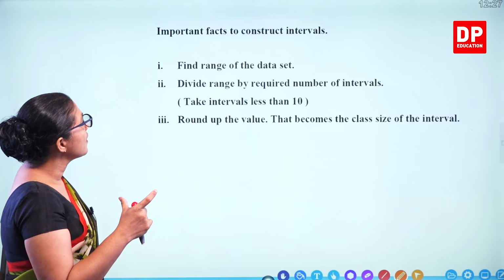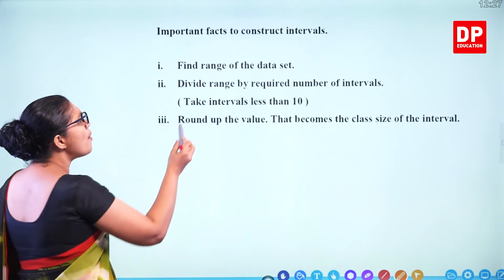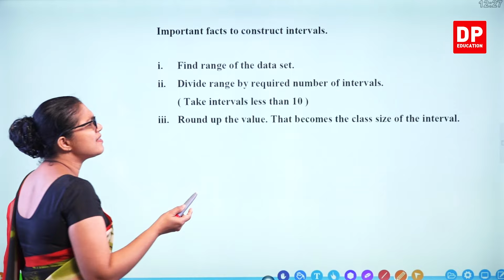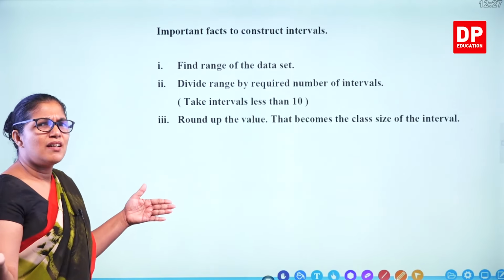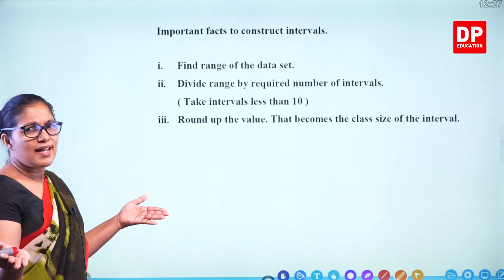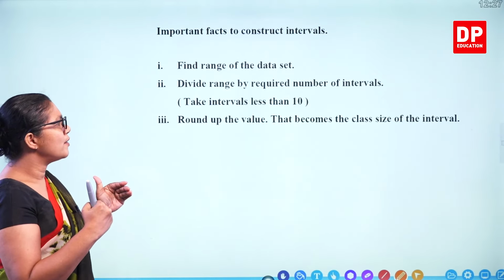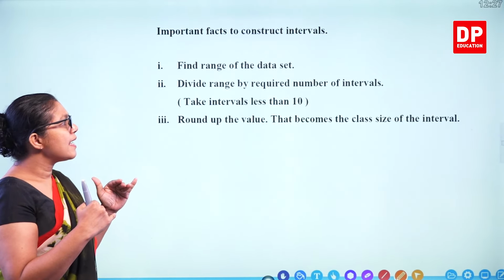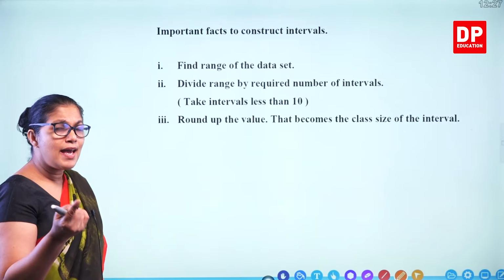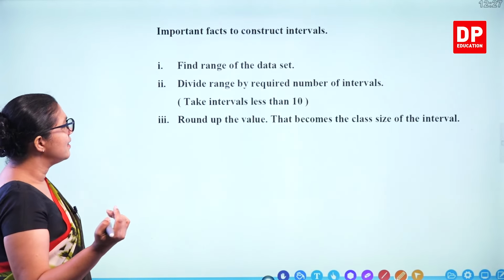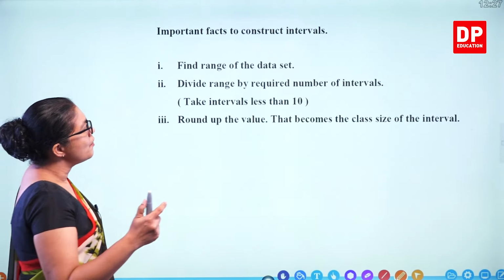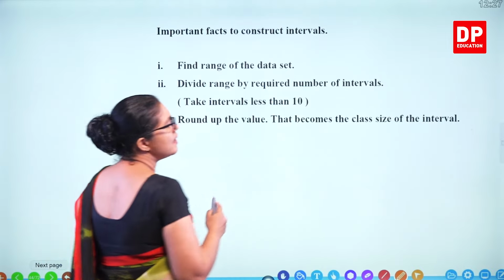Class width, class size. So normally we take intervals less than 10. Don't take 20 intervals like that. Maximum 15, but 10 is the suitable value. So try to take intervals more than 5 and less than 10. Round up the value, and that becomes the class size of the intervals.